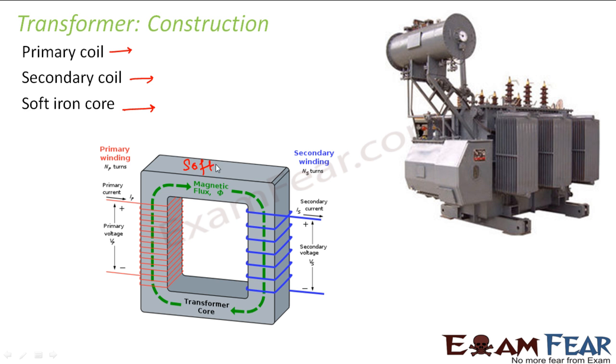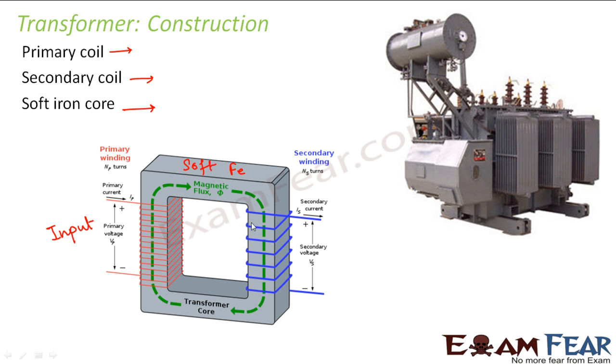So this is my soft iron core. Over this soft iron core, you have n number of turns of a wire which act as the primary coil. The primary coil, as the name says, is the first coil. That means it is the coil which we consider as the input end. So this coil is my input coil.